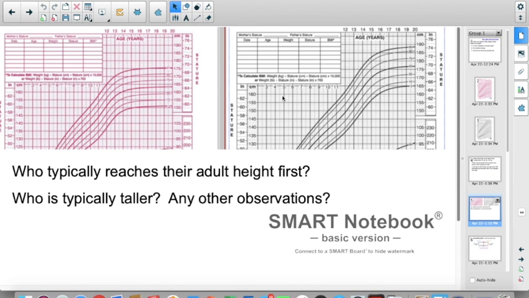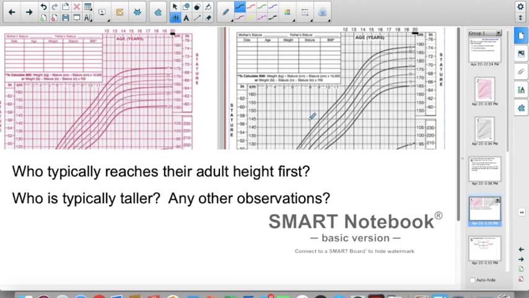So let's take a look at this slide here. On the left side, it's showing the percentiles for females for height, and on the right side, it's showing the percentiles for males for height. We have this first question here: who typically reaches their adult height faster? Now, for convenience's sake, let's just say this is your adult height, age 20, okay?